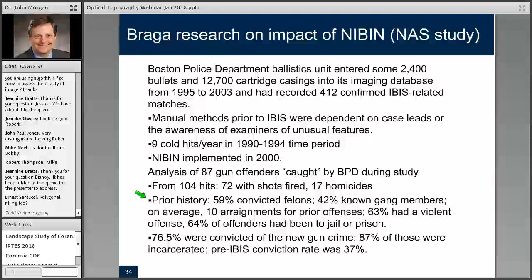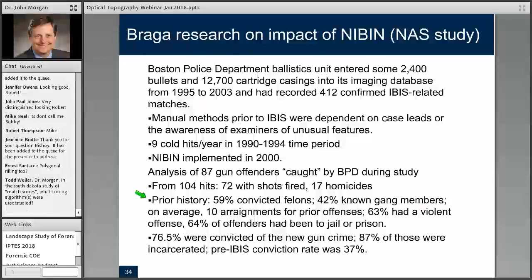And fully 3/4 of the hits led to a conviction for a new gun crime, and 87% of those were incarcerated. For the pre-IBIS time, that was less than half, or roughly half of that figure. So that's incredible. It isn't just that you're getting more hits; you're also getting hits against really, really bad guys, and you're getting convictions too.